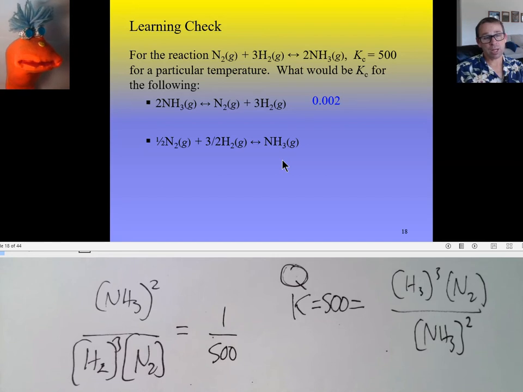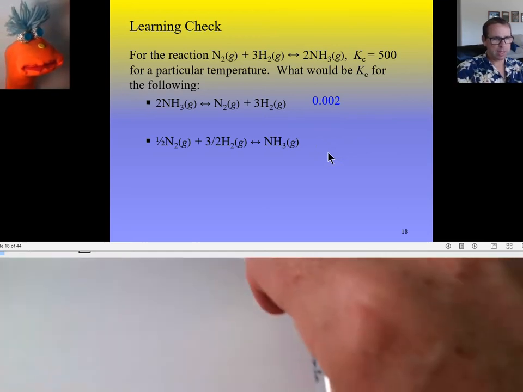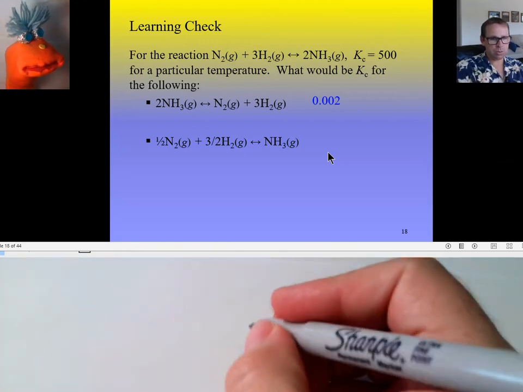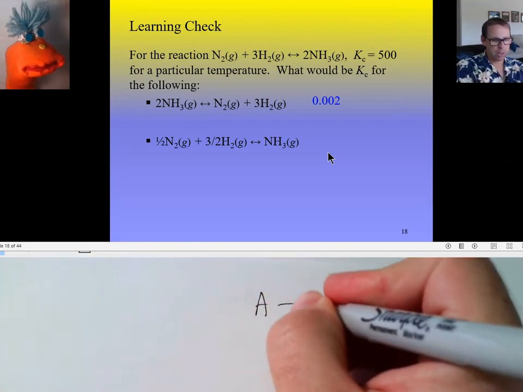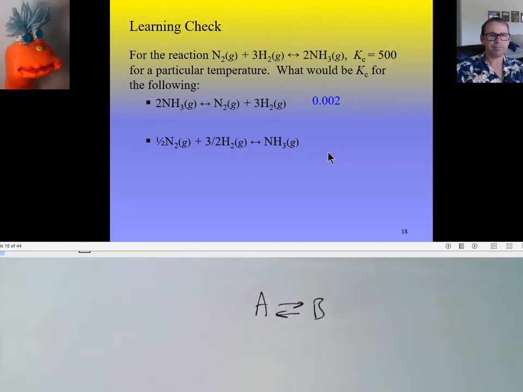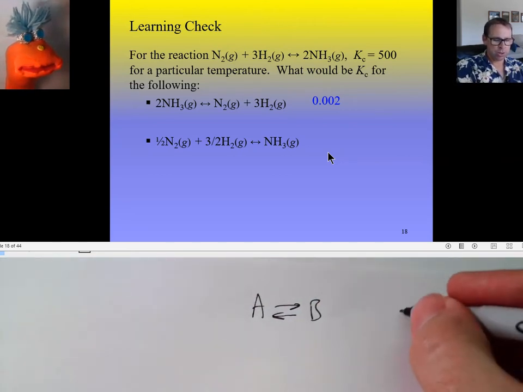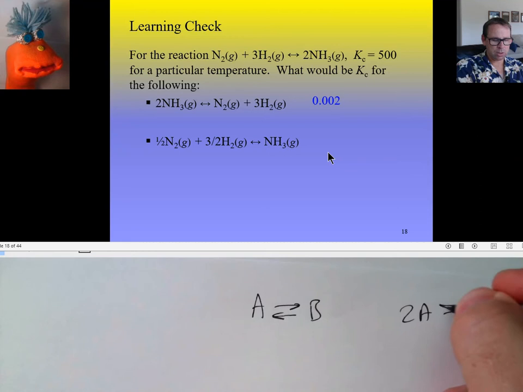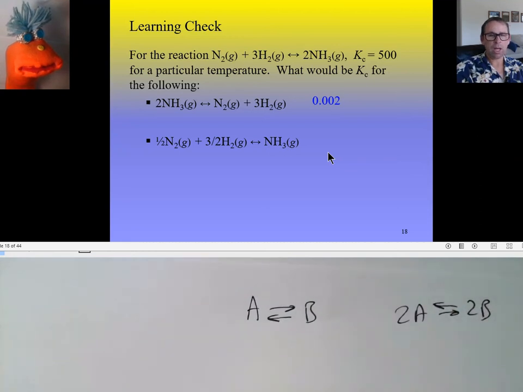That's right. It's the top reaction divided by 2. So how does the quotient change? This 500. Do I divide it by 2 as well? I can't remember. How do you do that? Well, let's go back and choose a simple scenario and just think about it. A in equilibrium with B, all right? And then 2A in equilibrium with 2B, okay?